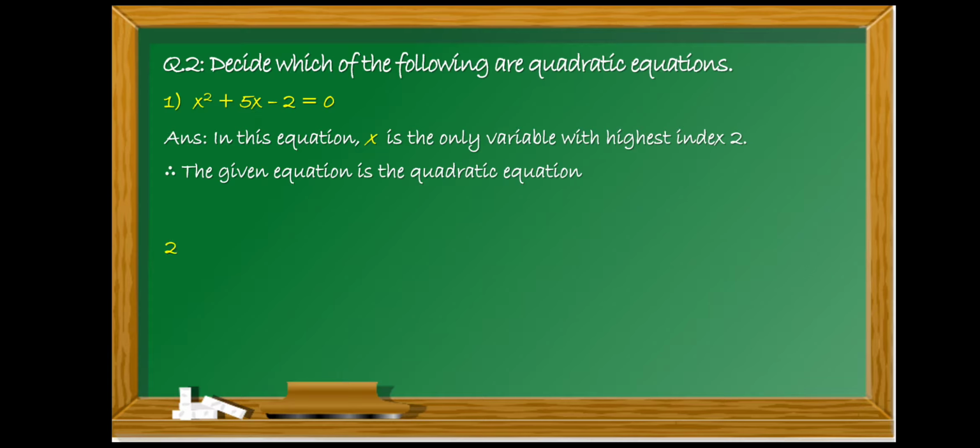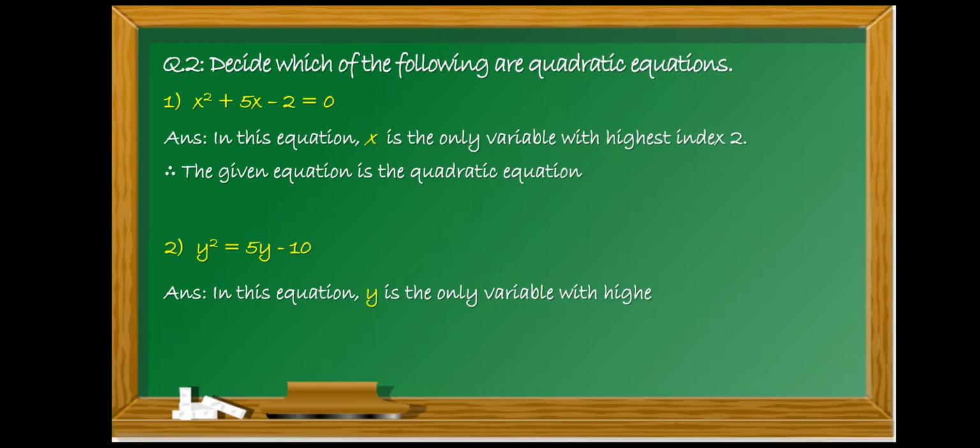That's it. The second equation is y square is equal to 5y minus 10. You will see 5y minus 10 has been written on the right hand side. You can bring both the terms on the left hand side. You know the rule. But your question is to find out whether the given equation is quadratic or not. As the highest index power is 2, it is a quadratic equation. So you are going to write in the equation, y is the only variable with the highest index 2. Therefore, the given equation is the quadratic equation.